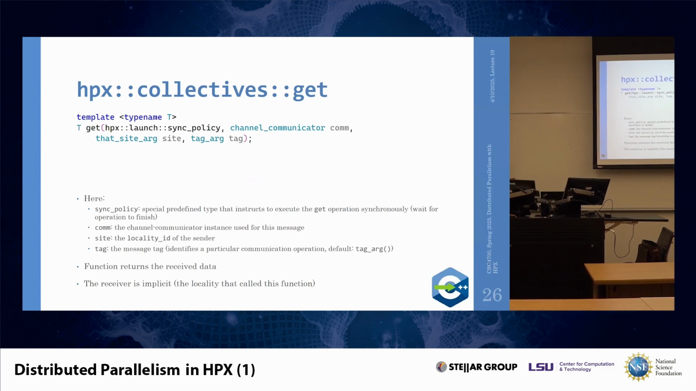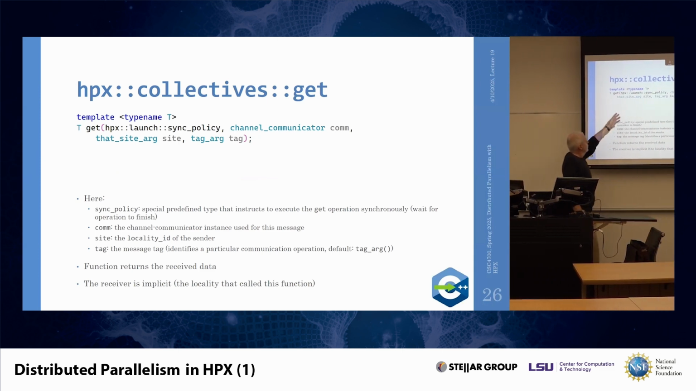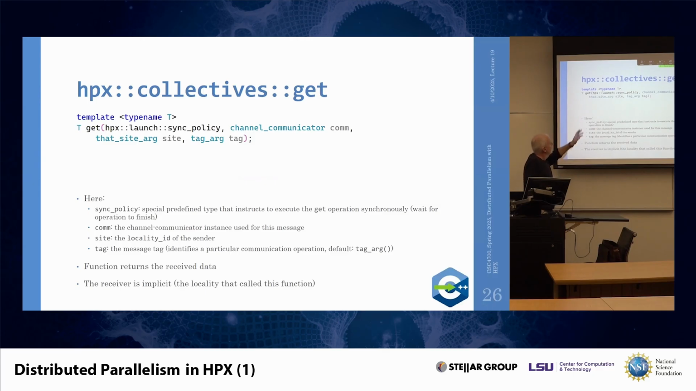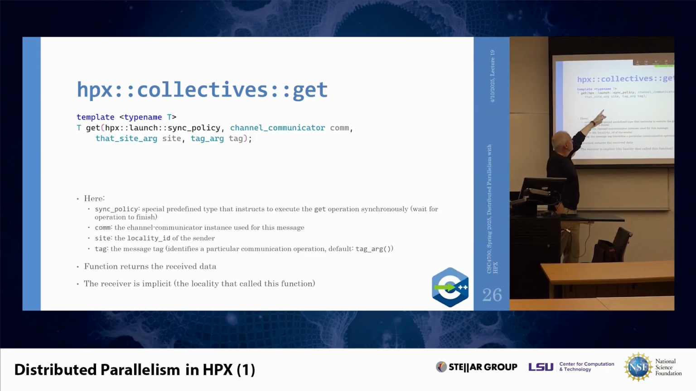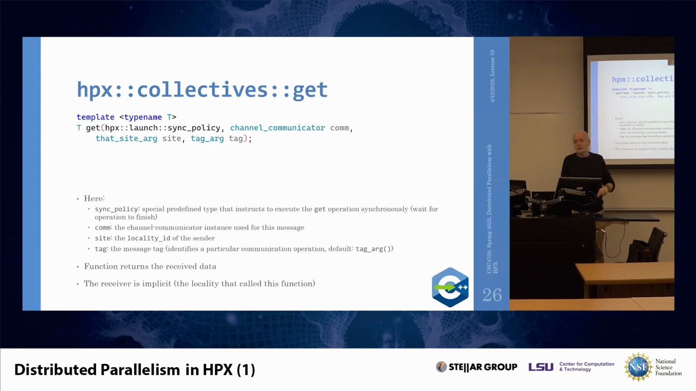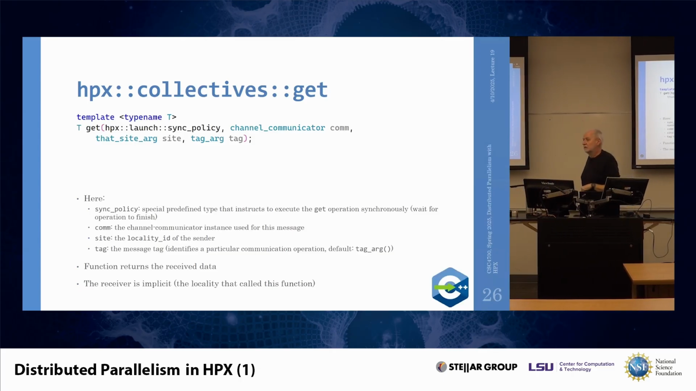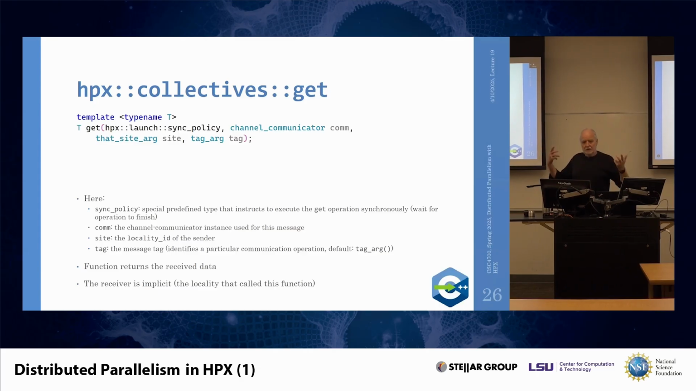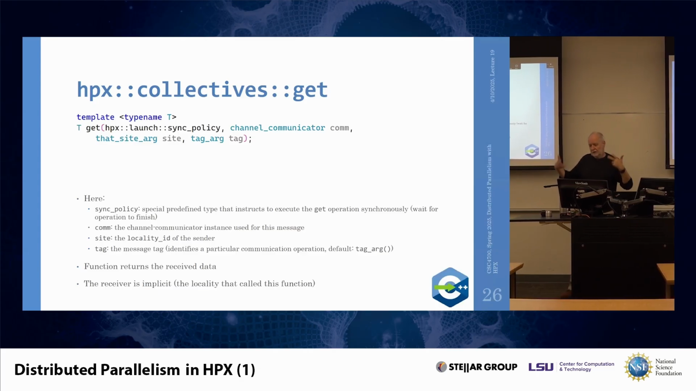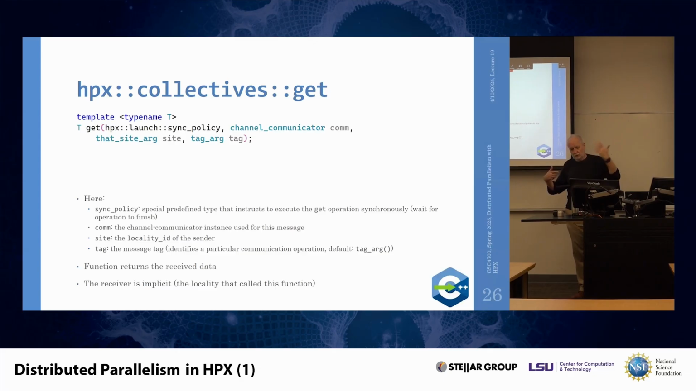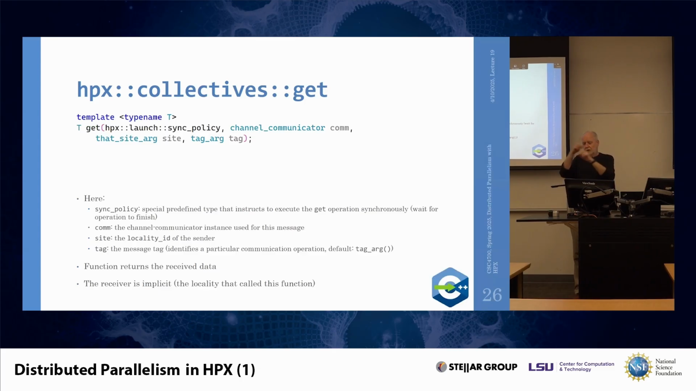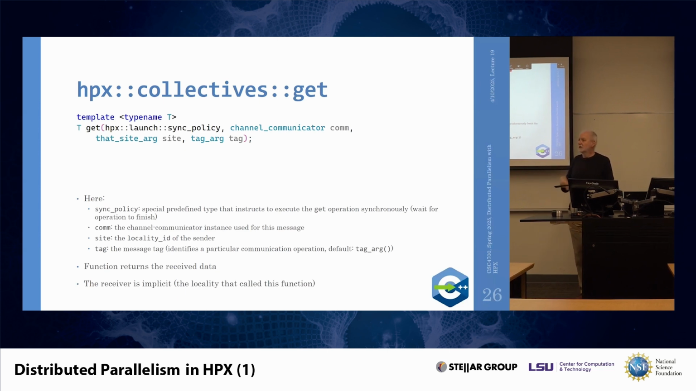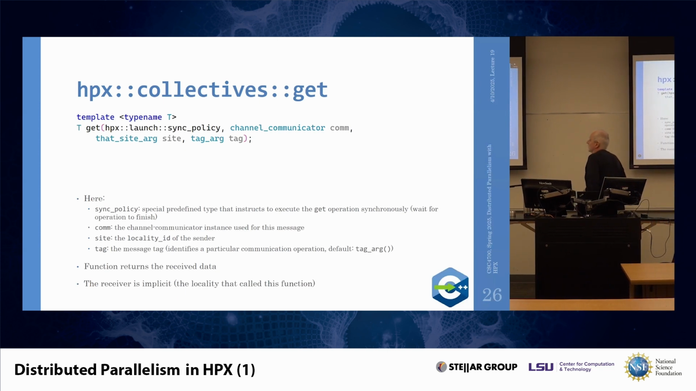The opposite side is get. Again, the synchronous version needs that additional argument. Otherwise, the arguments are the same, except that now the site argument represents the sender and not the receiver. So whenever you do a set and get operation, both localities have to call the appropriate functions. One has to call set, the other one has to call get. But the site arguments have to refer to the other one. So the sender has to specify the receiver ID, and the receiver has to specify the sender ID in order for the communication to work properly.